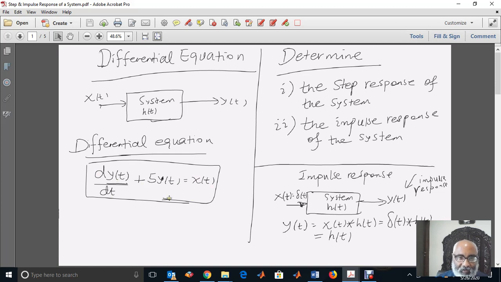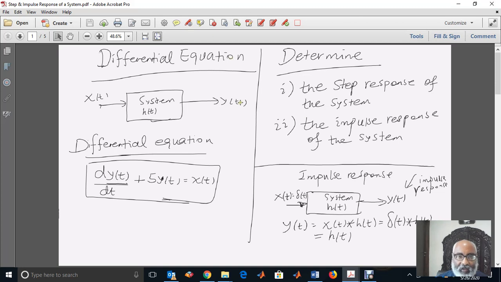So we have this example. This is a system described by a first order differential equation, dy(t)/dt plus 5y(t) is equal to x(t). Determine the step response of the system and the impulse response of the system.